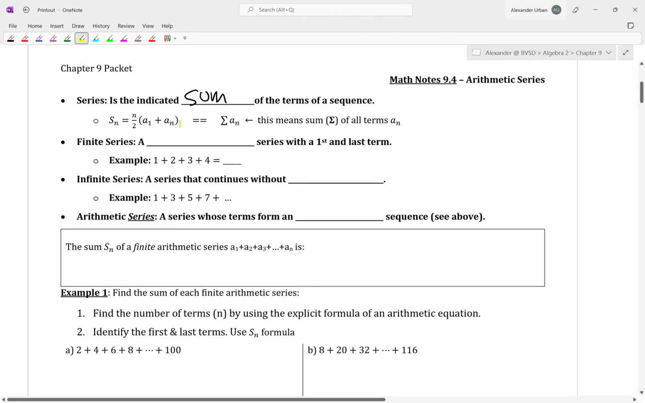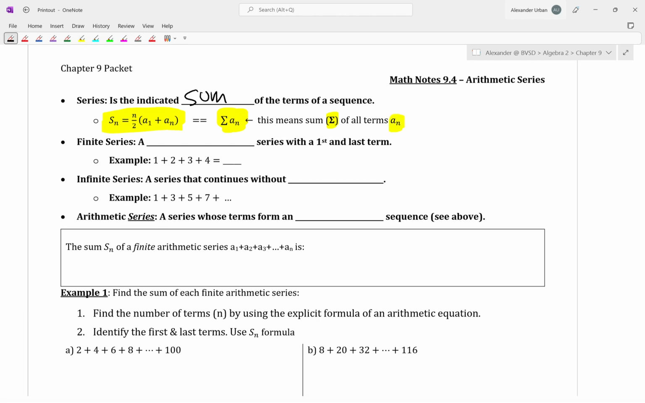If it's an arithmetic series, we have the sum of the series, the number of terms, is equal to the number of terms divided by 2 times the first and the last term. But we can shorten this writing, and we can just use these Greek alphabets. And this is sigma of a sub n. We're going to explain that in just a bit, but again, sigma means sum of all terms.